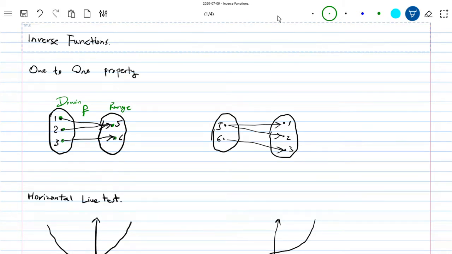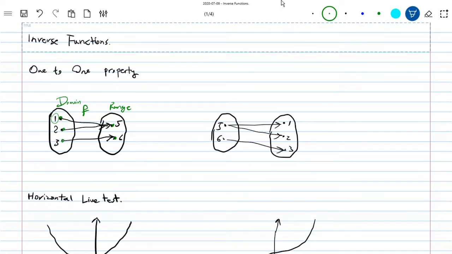And for every x value, you have exactly one y value. If I pick x equal to 1, for example, I do not have two outgoing arrows. There is only one outgoing arrow, and it approaches one specific value, in this case, y equal to 5.